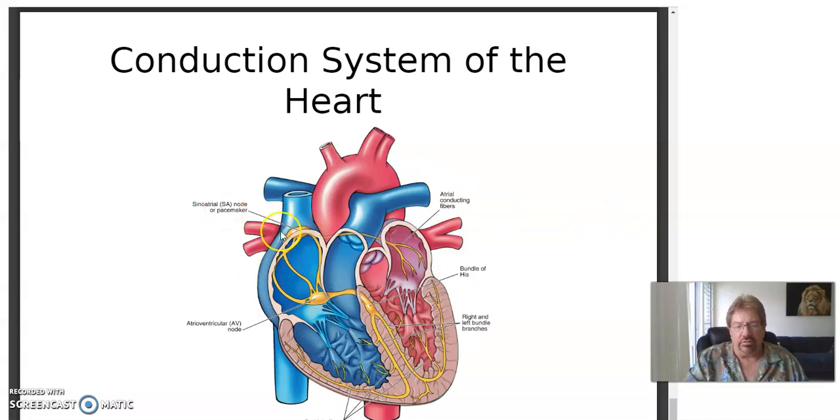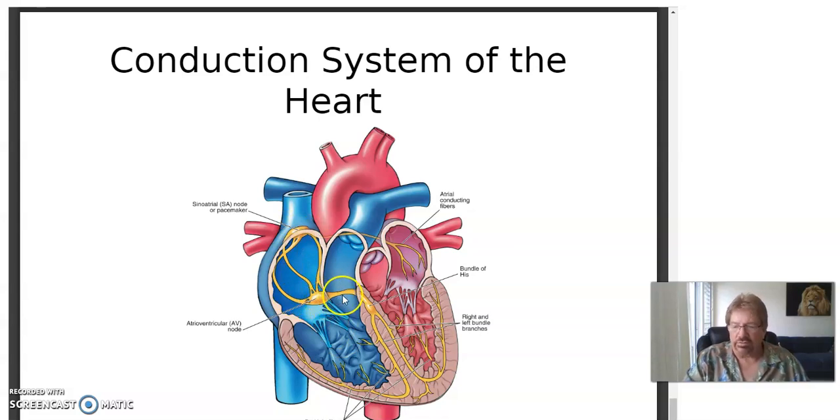Sinoatrial node or pacemaker, everybody just calls it the SA node. It's up here in the right atrium. It's what causes the beat. It's our natural pacemaker. Then the nerve impulses go down to the AV node. And it's actually right at the border between the right atrium and the right ventricle.